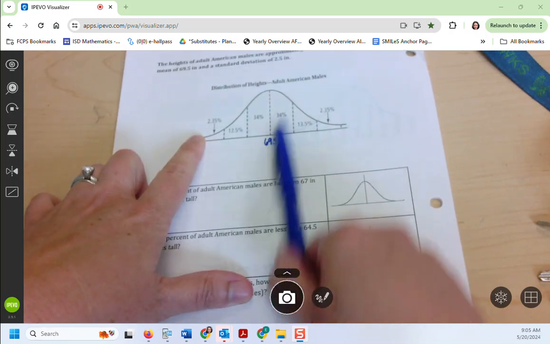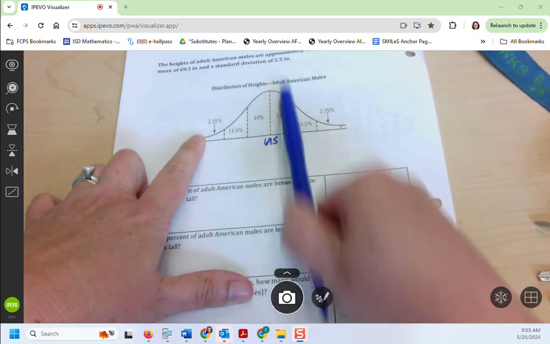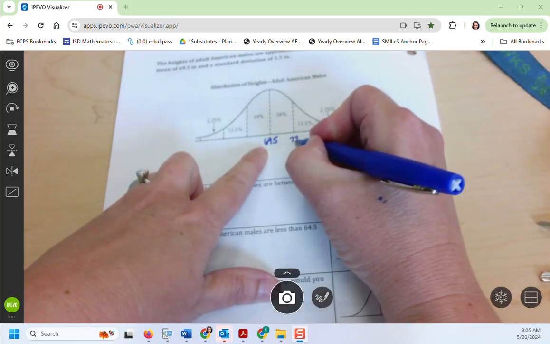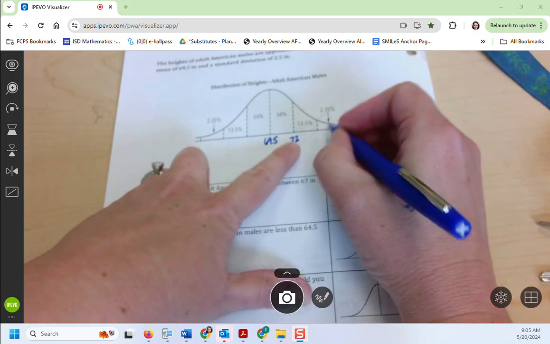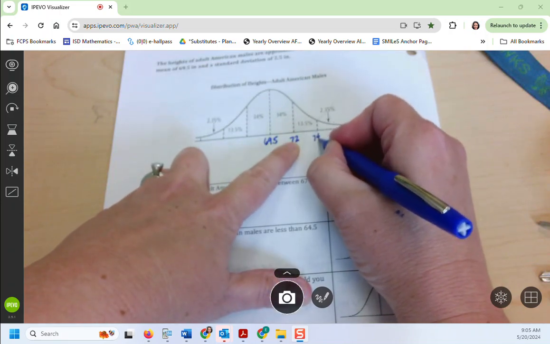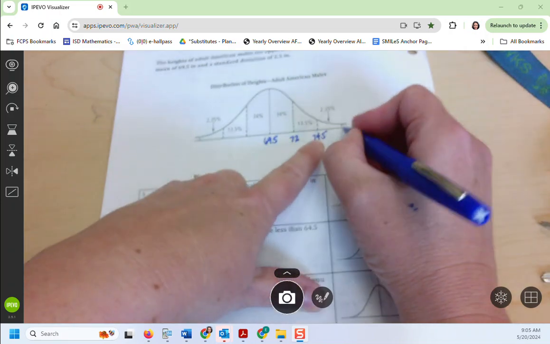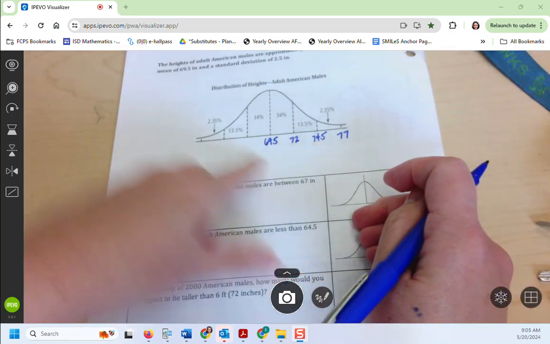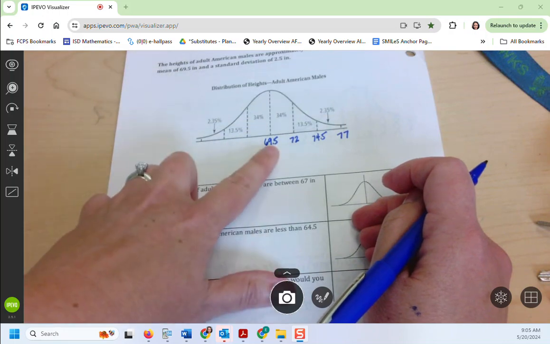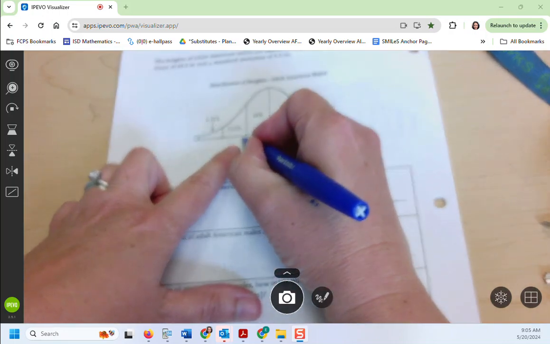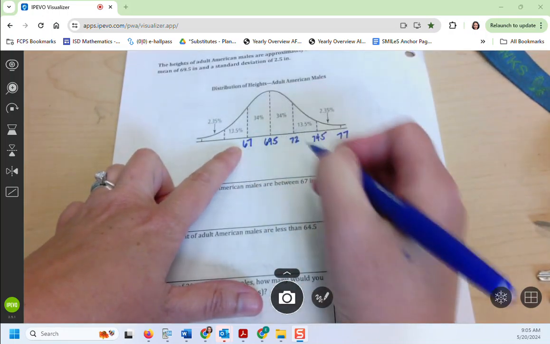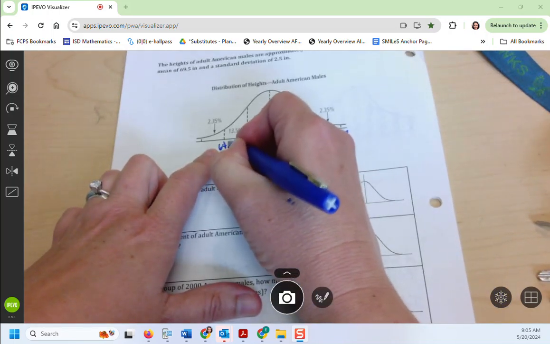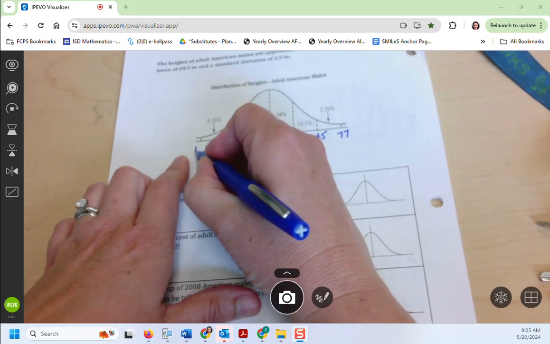Okay? So the standard deviation is 2.5. You add that to 69.5 to get 72. And then 74.5. And 77. And then you subtract 2.5 from 69.5 to get 67. Subtract it again, 64.5. And subtract it again, 62.